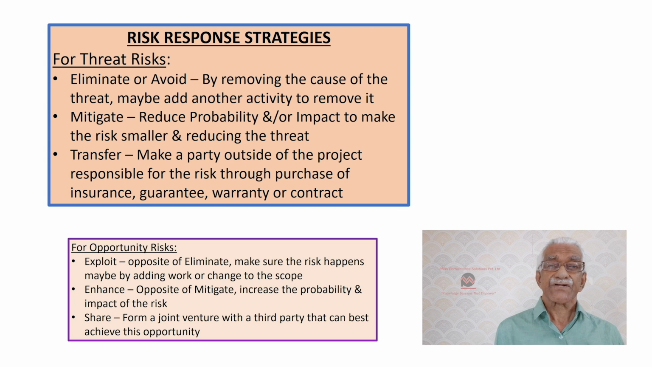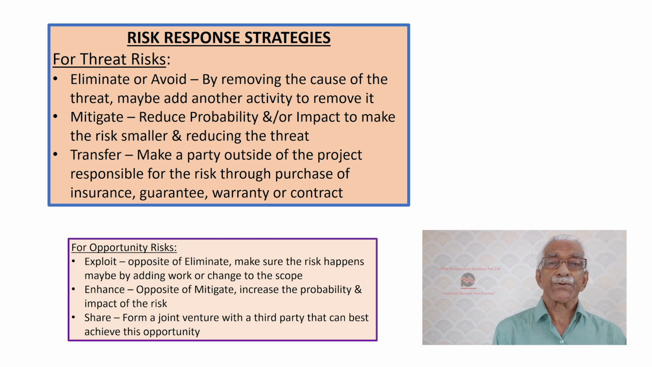Now, under threats, the negative risks we talked about, there are eliminate, which is to remove that risk; mitigate, which is to bring down the probability and impact of that risk if it occurs; and transfer, that is, transfer that risk to a third party, which could be in the form of an insurance, or a subcontract or a contract.